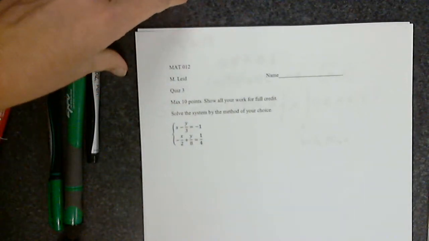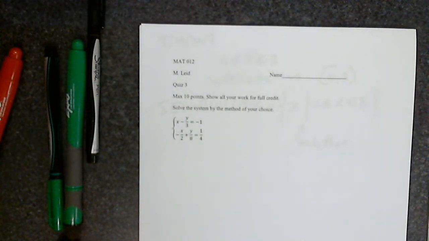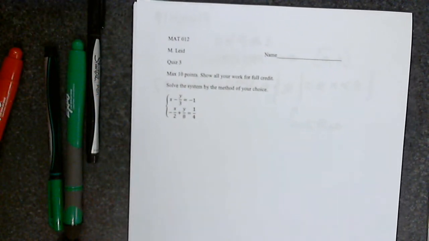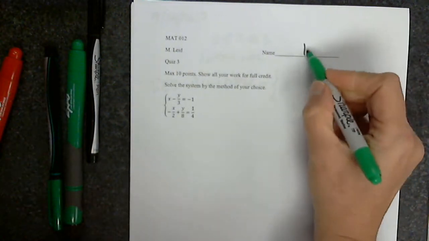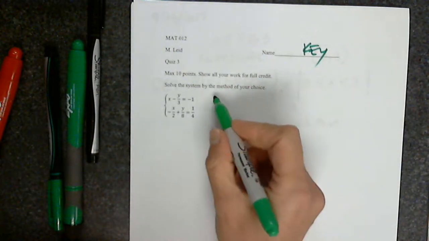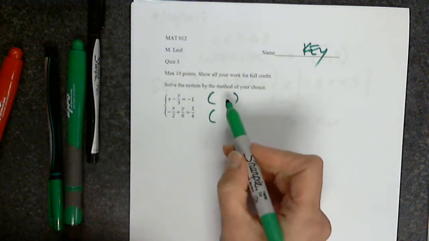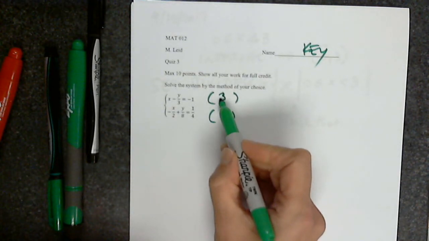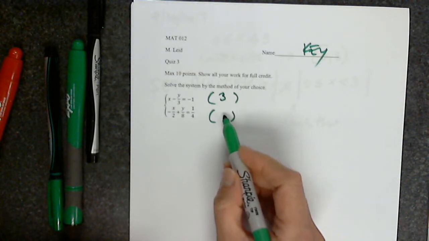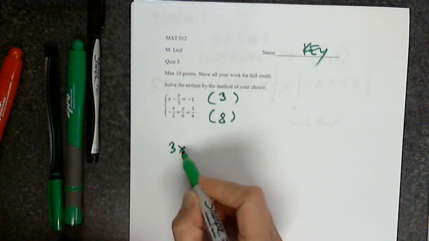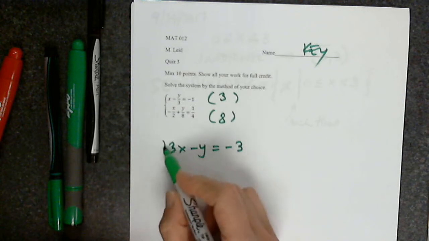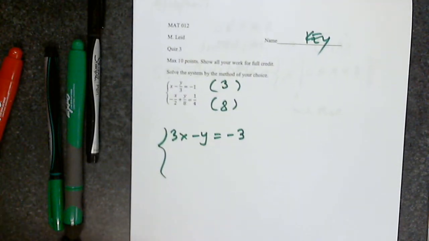Of course, we want to get rid of fractions. Yes. So I'm going to multiply both sides of the first one by, and the second one by. Good. So then I have 3x minus y equals -3. Everyone agrees with the first step?